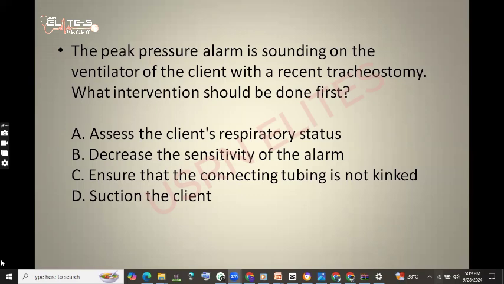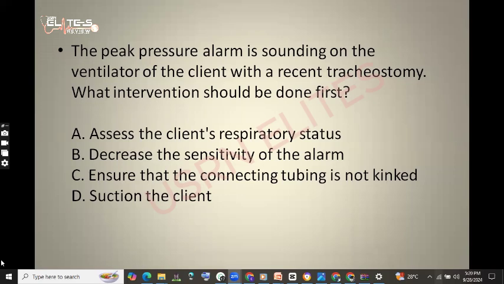Well, I'll go for A. I chose A because I'll have to assess the patient first to know what is going on before I do any other thing. Okay, thank you very much.